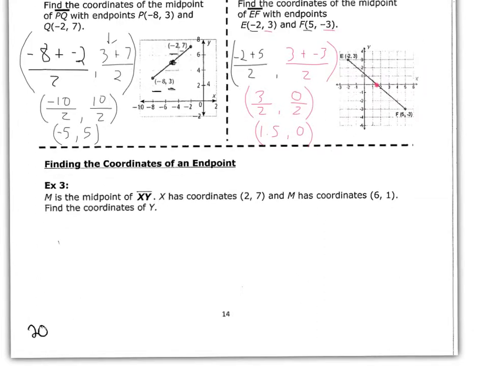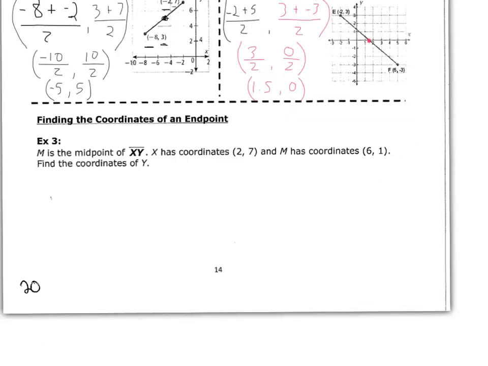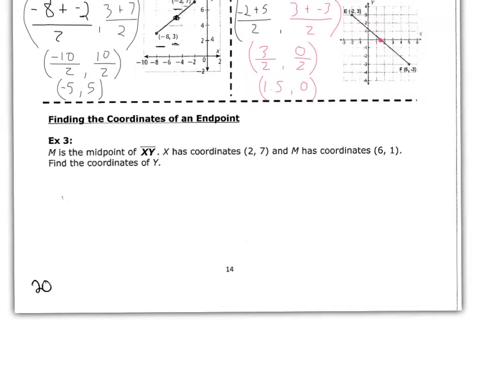Alright, let's go ahead and write down our formula for finding the midpoint. We know the midpoint equals (x1 plus x2) over 2, and then (y1 plus y2) over 2. And that forms an ordered pair. Now let's go ahead and try this problem.